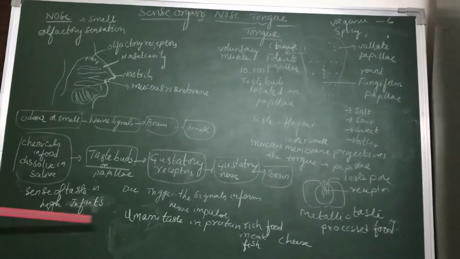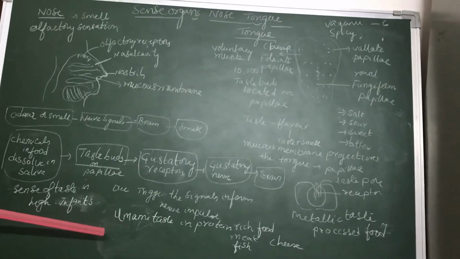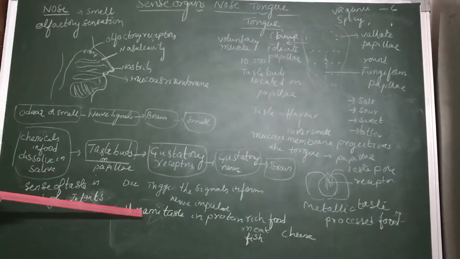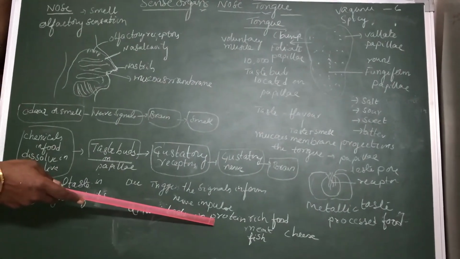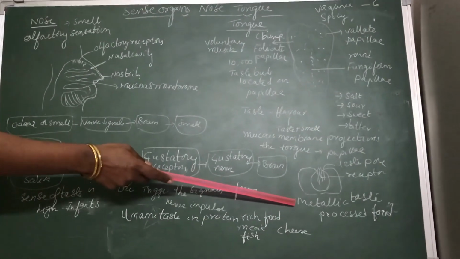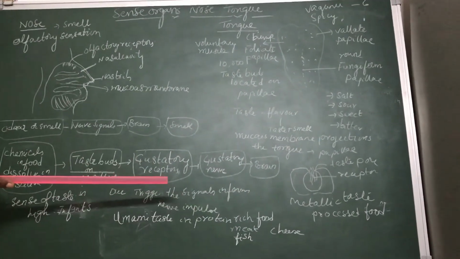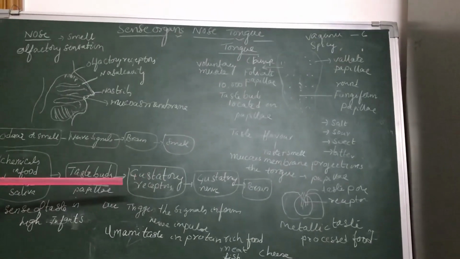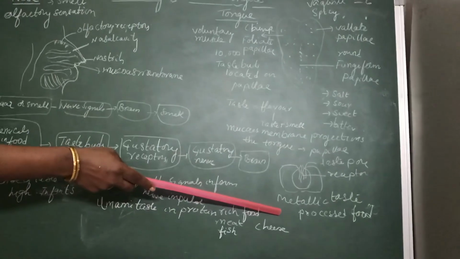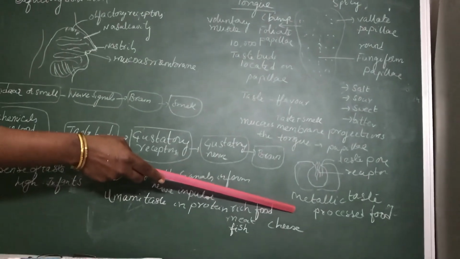What is that new umami taste? This umami taste is seen in Japanese flavors, and it is found in protein-rich food like meat, fish and cheese. Another taste is called metallic taste, which is seen in processed food like tin canned food. In all those canned foods we come across a special taste called metallic taste.